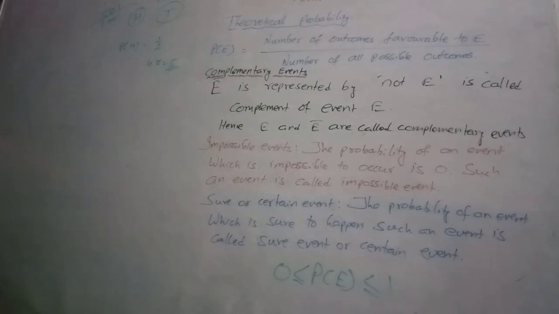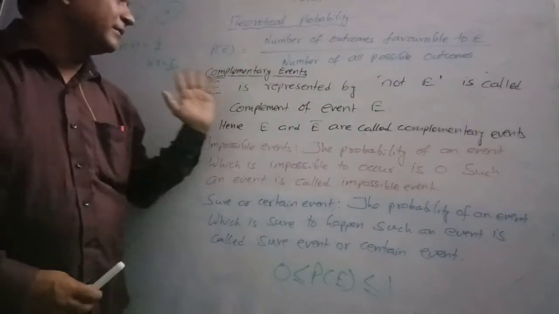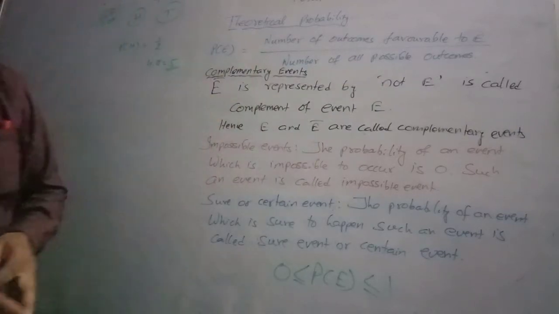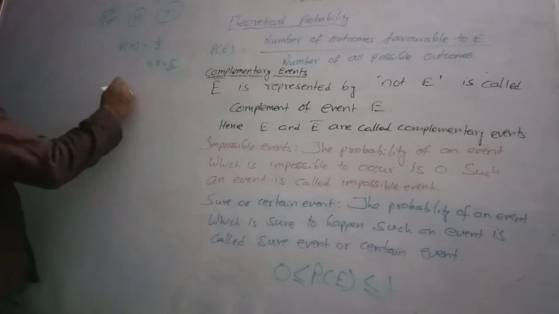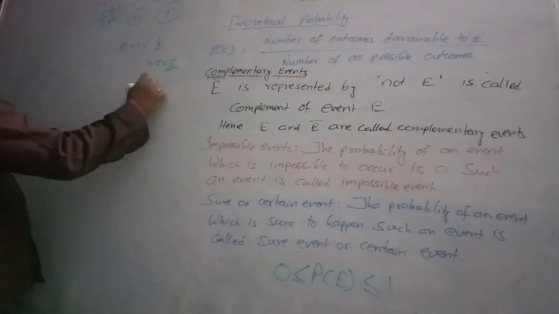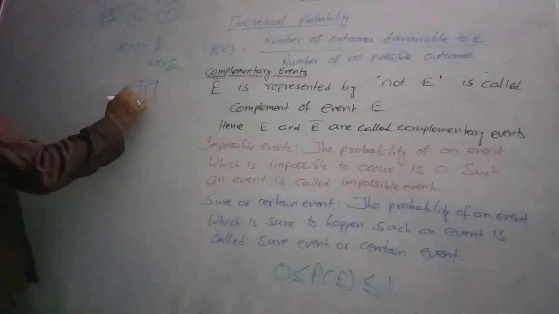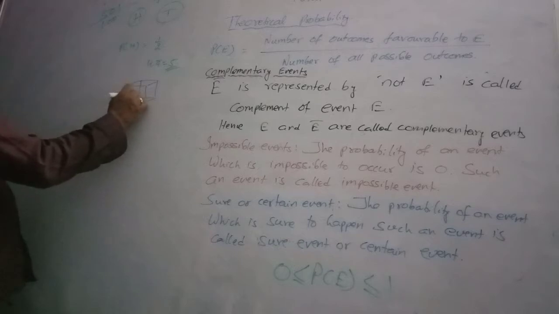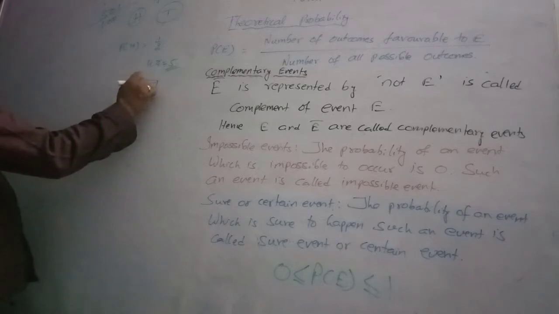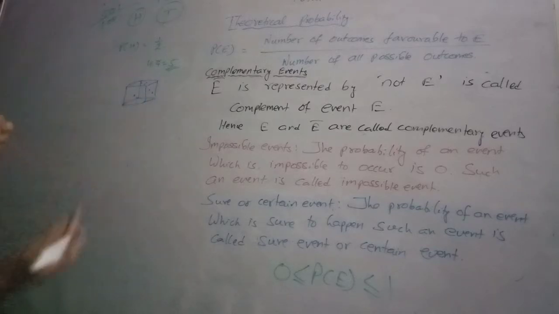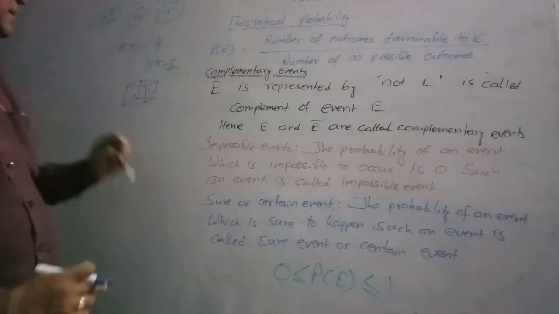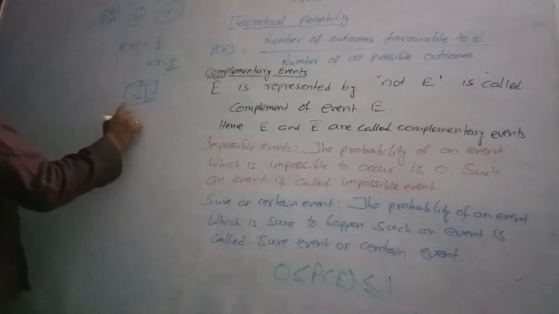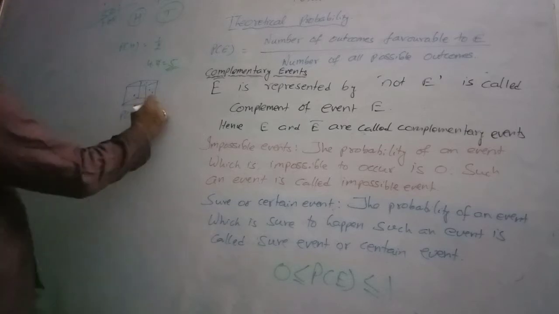Next comes complementary events. Not E means E has not happened. Suppose a die is thrown. A die has 6 faces: 1 dot, 2 dots, 3 dots, 4 dots, and on the backside 5 dots and 6 dots. So what is the probability of getting 1? It is 1 by 6. When a die is thrown once, the probability of getting a 1 is 1 by 6.